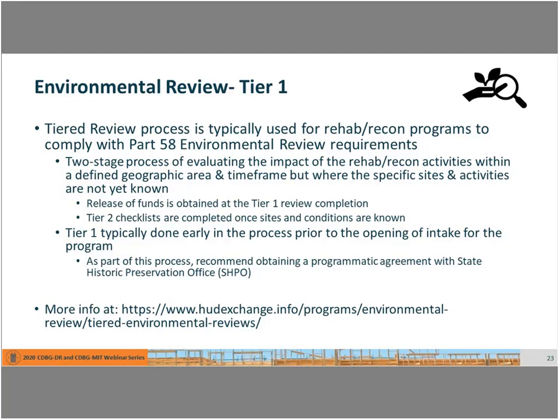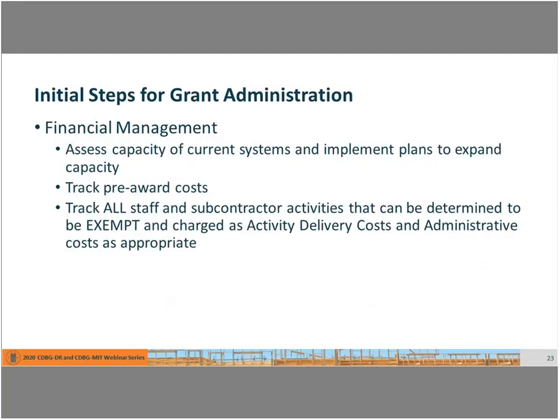You can submit a request for release of funds to HUD and obtain a release of funds on that Tier 1, and then you'll follow up with those Tier 2 checklists as the sites are identified in your intake and pre-construction process. And we highly recommend, again, that you go to the HUD Exchange site on environmental review, and particularly on the tiered reviews. You have the link here. And also take note that you will want to look for the sample programmatic agreements that are in place, particularly with the State Historic Preservation Office. There's also some guidance on FEMA, some of the FEMA environmental agreements and documents that might be important for your particular program. So that's tiered review.